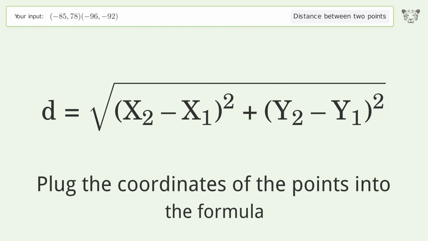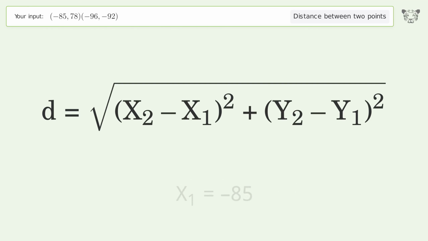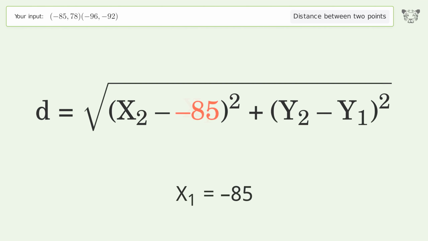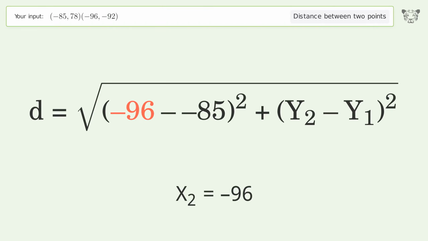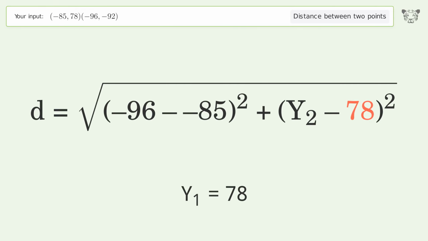Plug the coordinates of the points into the formula. x1 equals -85. x2 equals -96. y1 equals 78. y2 equals -92.